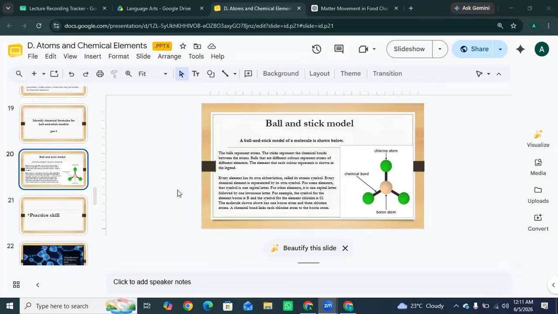Hey students, so the next topic is the ball and stick model. The ball represents atoms, and the stick represents the chemical bond between the atoms. Balls that are different colors represent atoms of different elements, and the element that each color represents is shown in the legend. So basically, in these models, balls represent atoms and sticks represent the chemical bonds holding them together. Different colors show different elements.